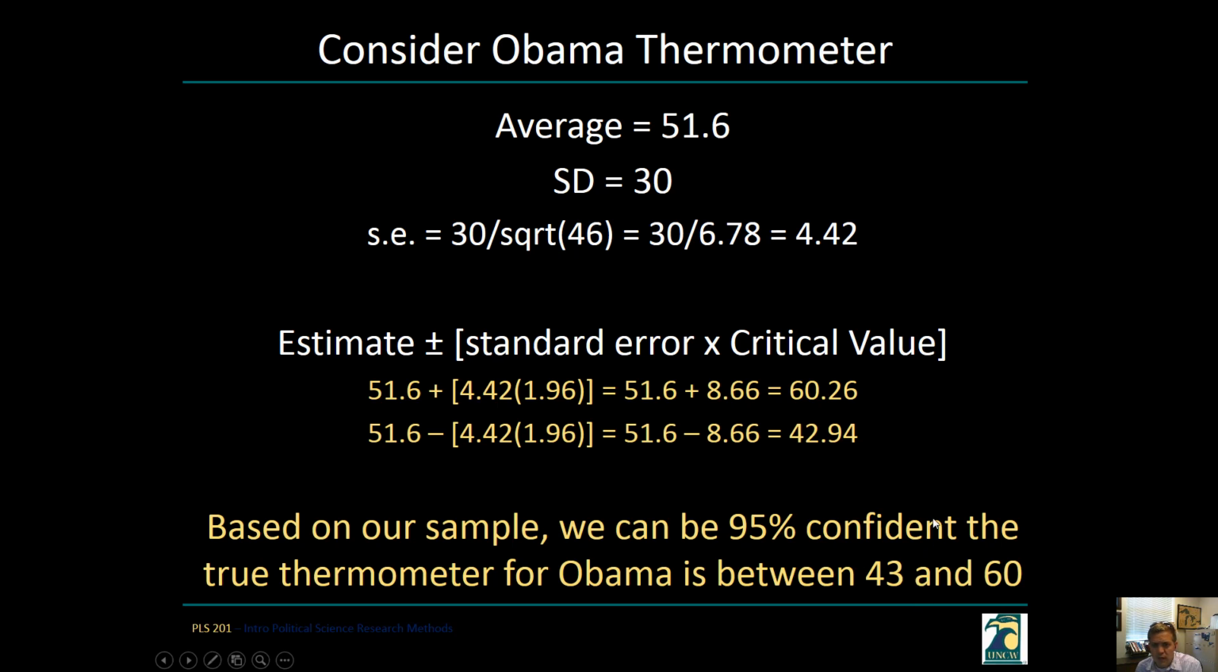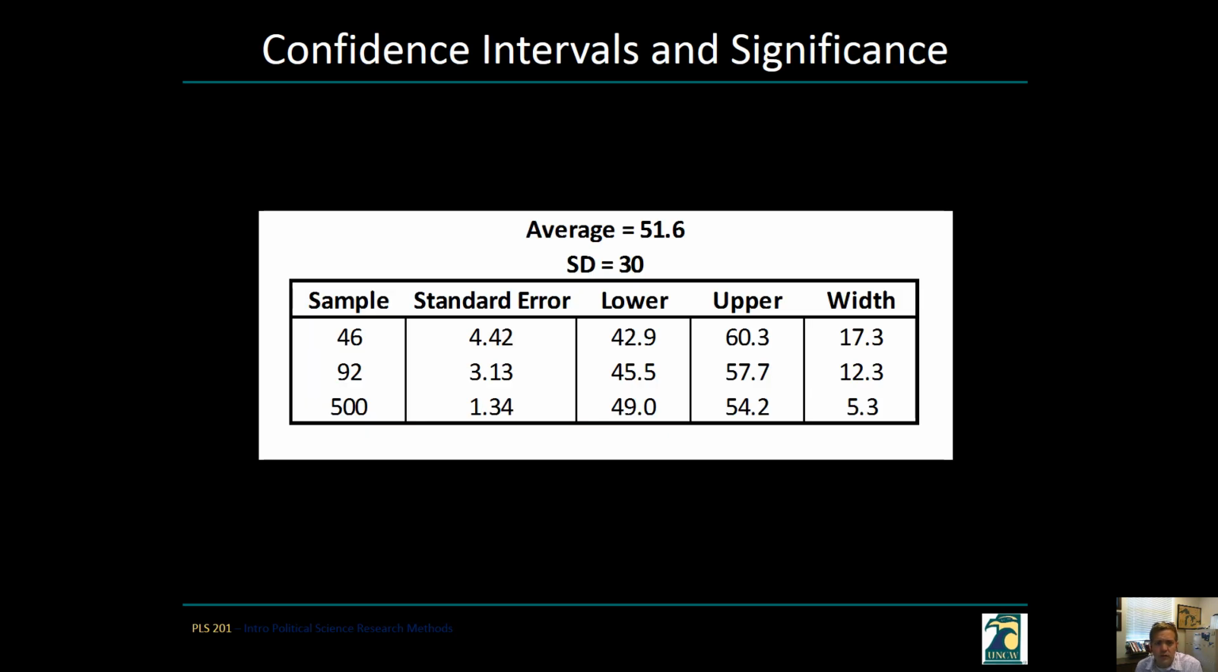So I want to show you now what happens if we start to boost the size of that sample. So here is just a table I put together. Here's what we just did. This is the sample of 46. There's our standard error. This is the lower end of the confidence interval. This is the upper end, and then this is the width. So there's a 17.3 unit wide confidence interval. So it's pretty large, right? You're not going to really impress many people who say, hey, geez, I think it's between 43 and 60.